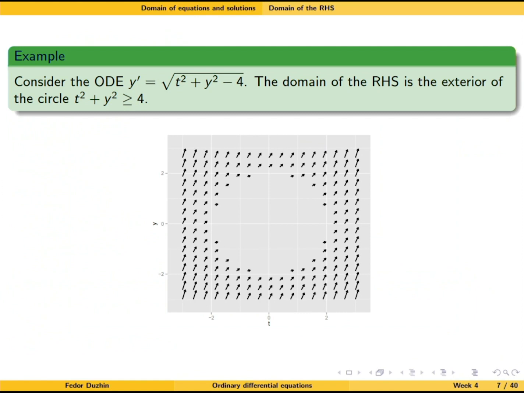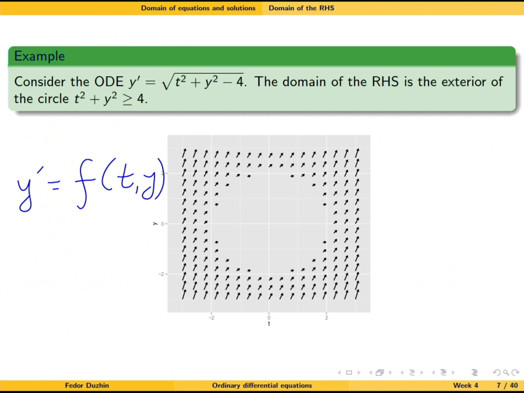A differential equation, well, a first order differential equation, is an equation of the form y prime equals some expression of t and y. But this expression of t and y, depending on the particular values of t and y, may or may not be defined, right? The set of all pairs (t, y) such that the right-hand side is well defined is called the domain of the differential equation, or the domain of the right-hand side of the differential equation.